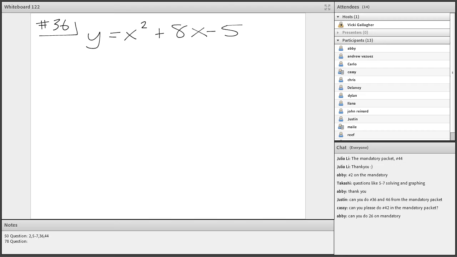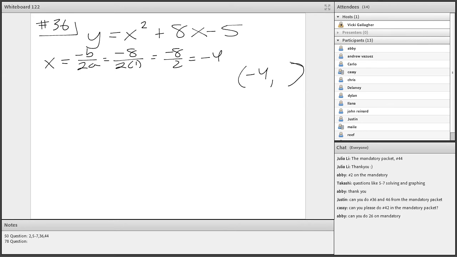We learned that in standard form you can find the vertex. You can start by finding the axis of symmetry, which is the formula negative b over 2a. So in this problem that would be negative 8 over 2 times 1, which is negative 4. So my x-coordinate for my vertex is negative 4. Then to find the y-coordinate, we take the negative 4 and plug it into the original problem.